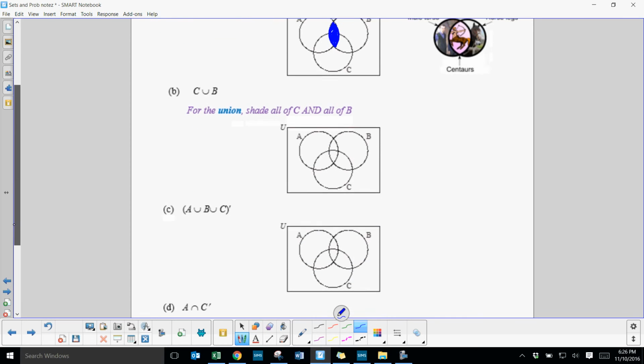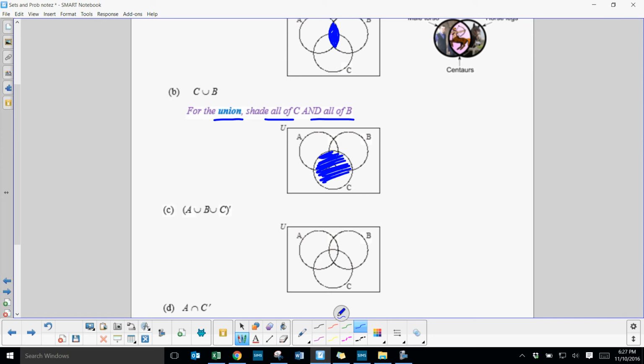C union B stands for the union. So the union is easier to shade. It just means shade all of C and all of B and you're done. So let's shade all of C. Okay, just doing it roughly. Shading all of C, then shade all of B. There's no looking to see if there was anything shaded twice. It's just you shade all of C and shade all of B. So unions are easier to shade. Just shade everything that's been mentioned. All of C and all of B. So that one's done.